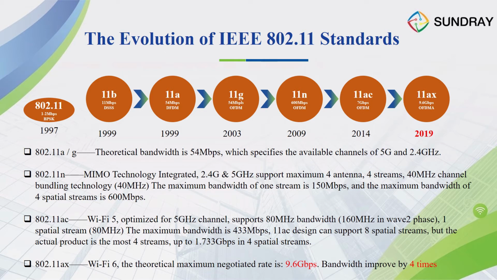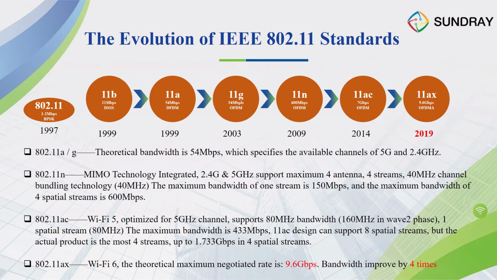So we can see that with Wi-Fi 6, we can make the wireless speed up to almost 10 gigabits. With Wi-Fi 5, the speed we achieve is 1 gigabit, so we can say the wireless speed entered the gigabit era. And Wi-Fi 6 has the ability to bring wireless connection into the 10 gigabit era. So Wi-Fi 6 speed is a 4 times improvement compared to Wi-Fi 5.